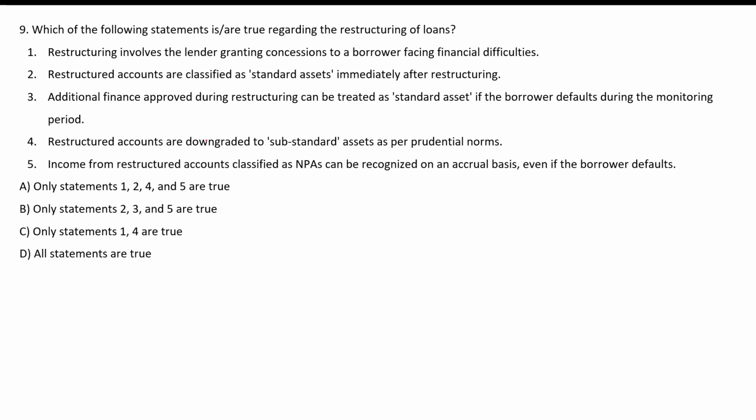Which of the following statements is or are true regarding the restructuring of loans? Restructuring involves the lenders granting concession to a borrower facing financial difficulty. This is correct. Restructured accounts are classified as standard assets immediately after restructuring. They are classified as substandard and not standard. So 2 is not correct, and hence we get our answer. Only option 1 and 4 are correct.